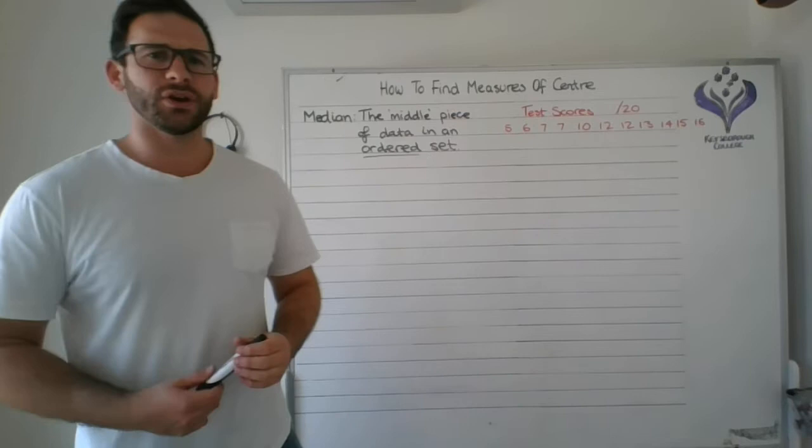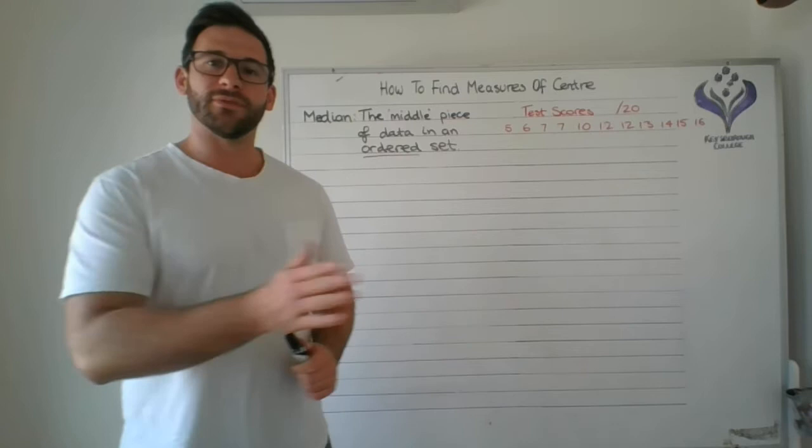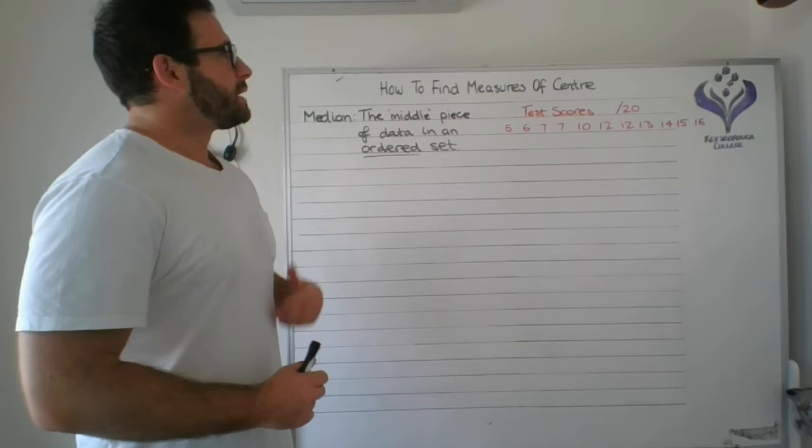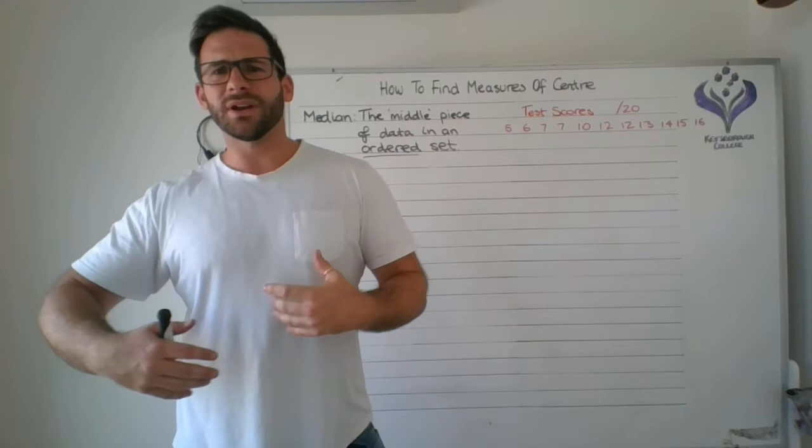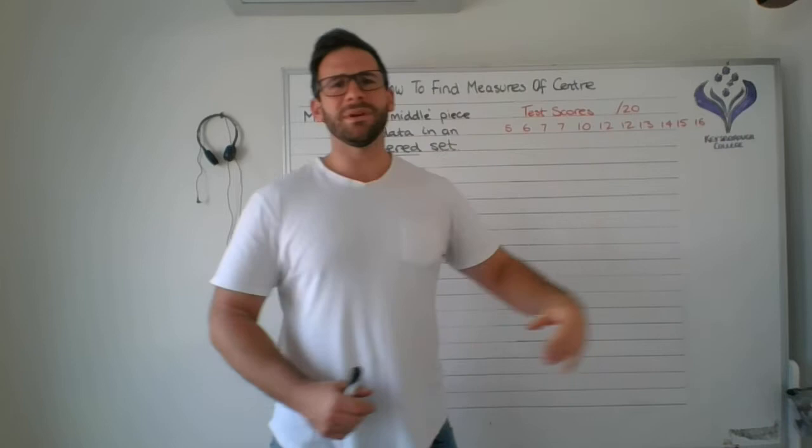I've already got them in order. If your data isn't in order, take a couple of moments just to pop it in order before you start this, because we do need to have an ordered set in order to find the median. Like we said with the mean, we've got 11 pieces of data. So I'm going to have 5 at the lower end, 5 at the upper end, and I'm going to be left with the middle number. Let's take a look at that.